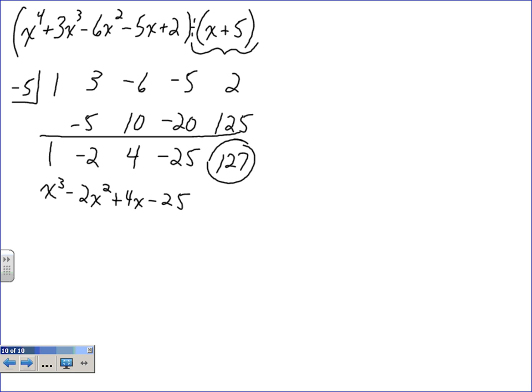Now, I want you to take your calculator, and those of you at home, take your calculator, and I want you to put in this x to the 4th plus 3x cubed minus 6x squared minus 5x plus 2, and I want you to put in negative 5 in for x. Just do that for me, and I want you to tell me what the result is. So you don't do anything with the remainder? You don't do anything with the remainder. All you do here, you have your remainder of 127. Okay. Did you guys put in negative 5 in for x? Oh my gosh. Julie, what did we get? 127. 127.